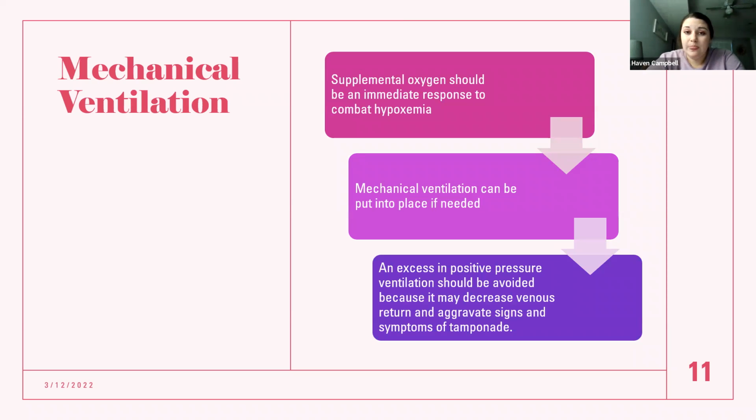So mechanical ventilation. Supplemental oxygen should be an immediate response to combat hypoxemia. So that's something that you would always want to do. Mechanical ventilation can be put into place if needed to help rid that CO2. And excessive positive pressure ventilation should be avoided because it may decrease venous return and aggravate the signs and symptoms of cardiac tamponade. It's already hard enough for the heart to pump blood out in a patient who is experiencing cardiac tamponade. So we don't want to increase the intrathoracic pressure to where the heart can't pump as it should.